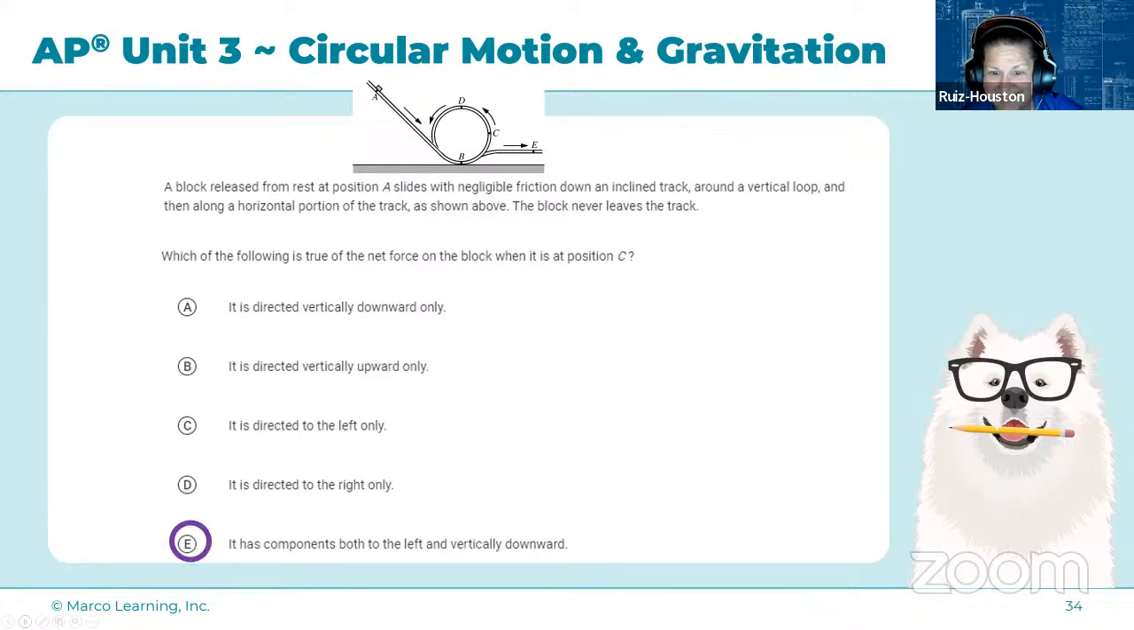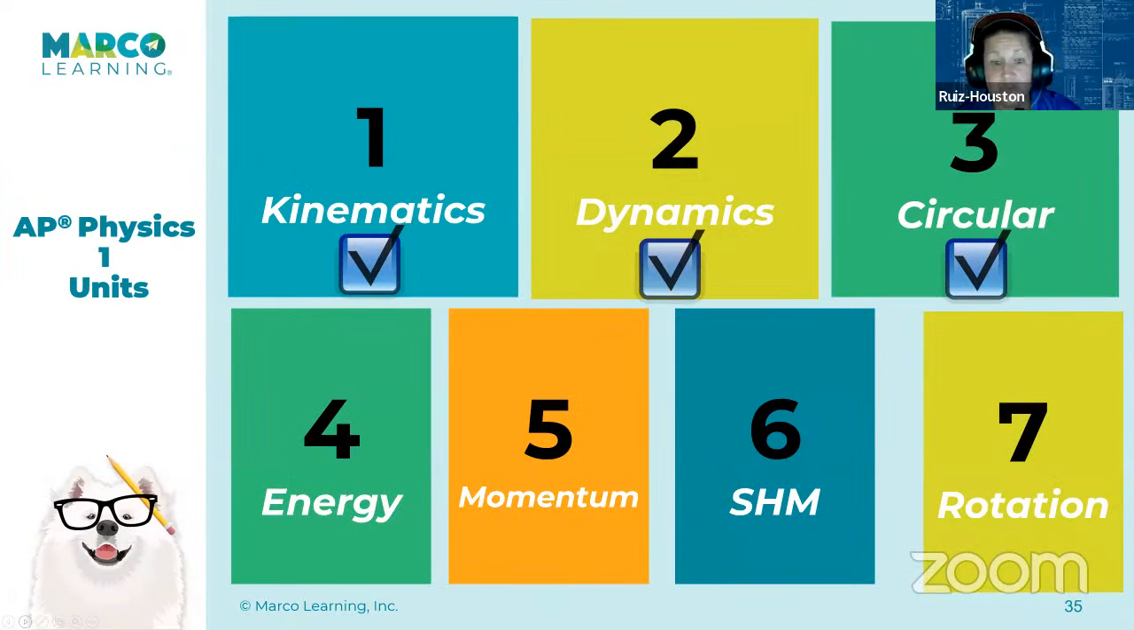Got it? Were you right? So they're going to have forces going down for the weight, but isn't the centripetal going inward towards the center of the circle? Excellent. So again, we're going to use that premise in a hot second. Let's go to energy next.